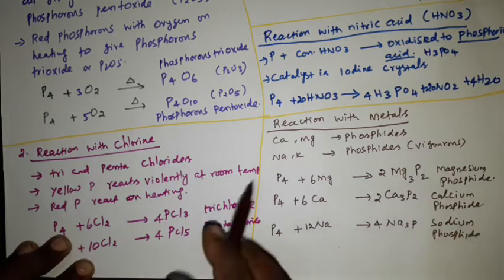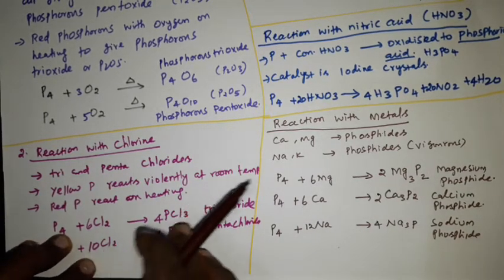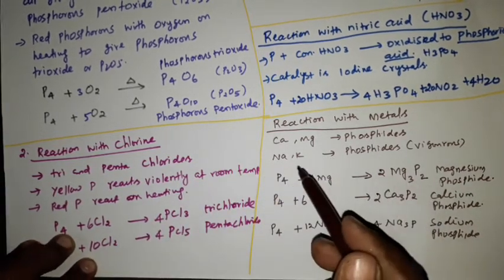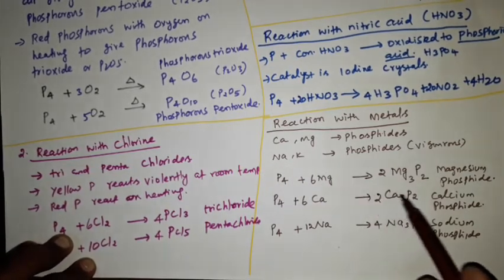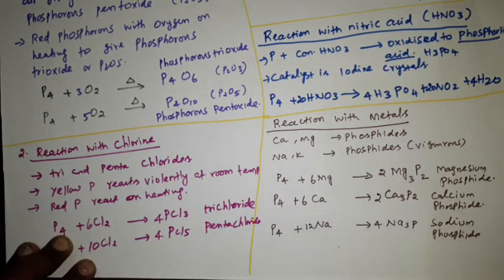Okay, students. So that's all about the reaction of phosphorus with metals. It can react with group 1 and group 2 metals, and we get the corresponding phosphides. Next one is uses of phosphorus.